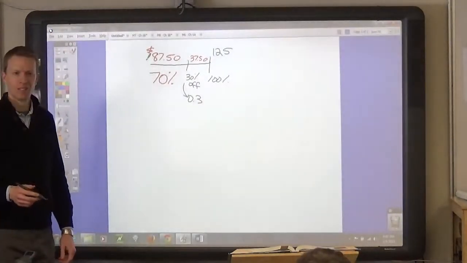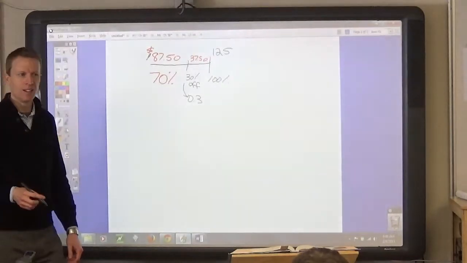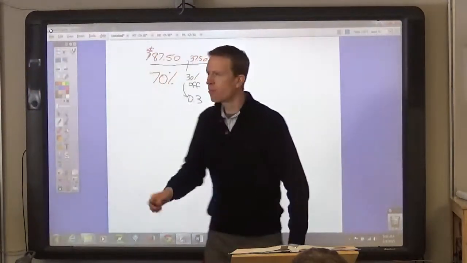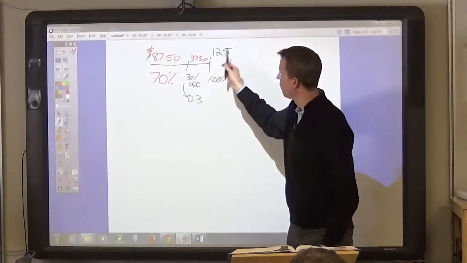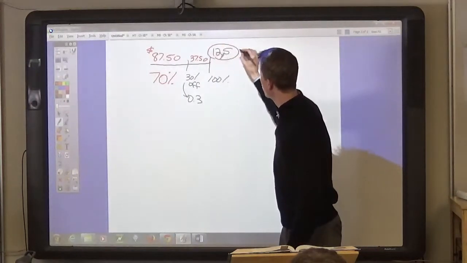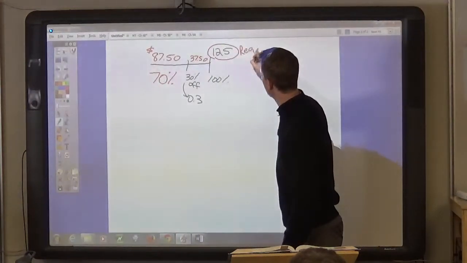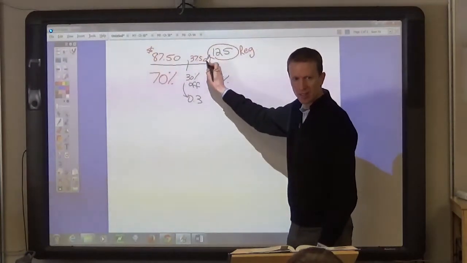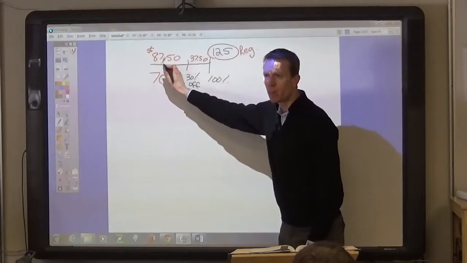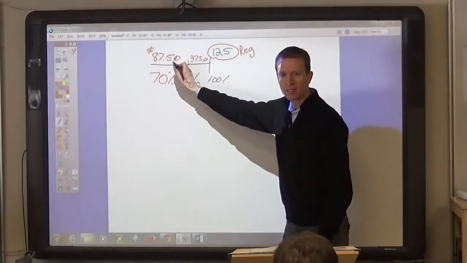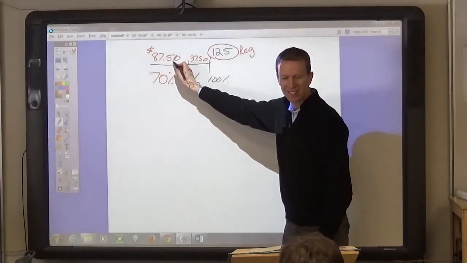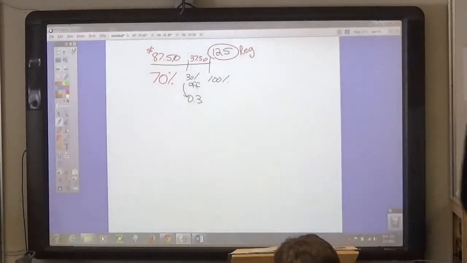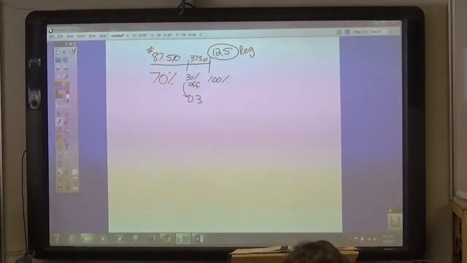Okay? Any questions on these? On using the model, on figuring out what we have here. This is the regular price. This is the amount of the discount. And this is the remaining percent, or the sale price. Right? Okay. Use those examples then to study for your test and your quiz coming up.